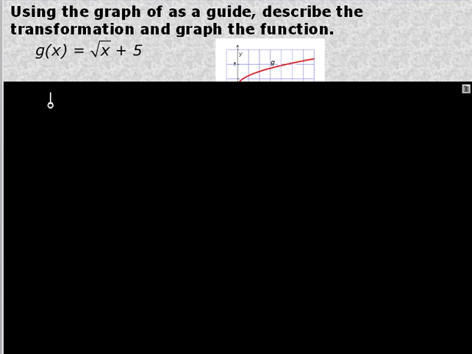Let's use the graph as a guide, describe the transformation, and graph the function. All right, so what rule is this? This is going to be our square root of x plus k. It's a vertical translation, 5 units up.